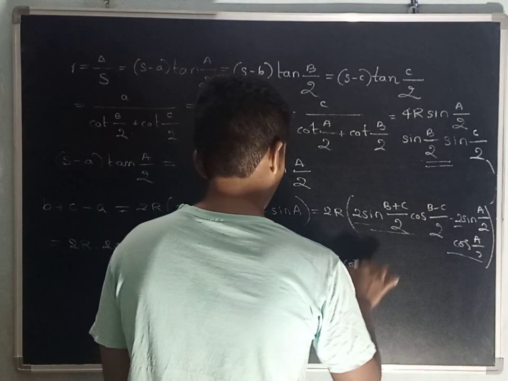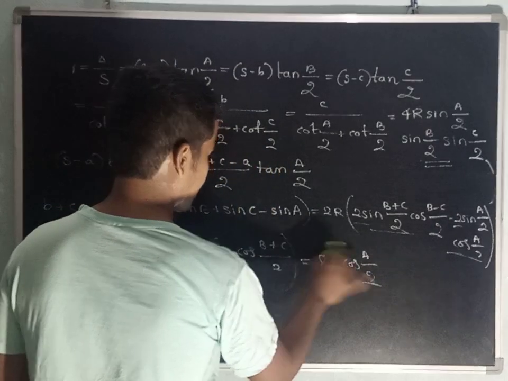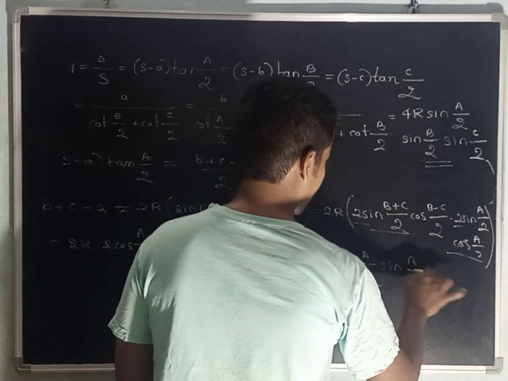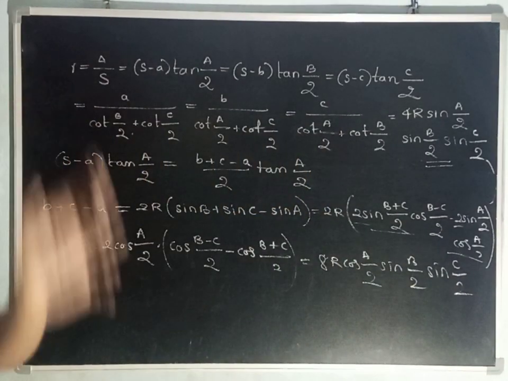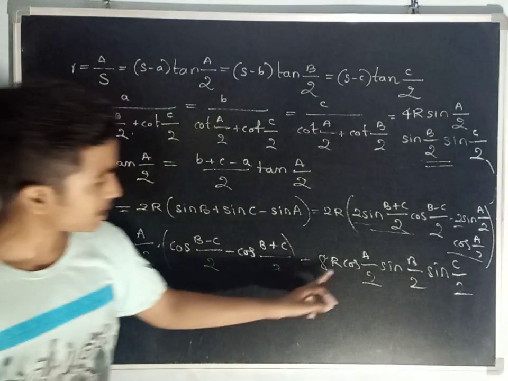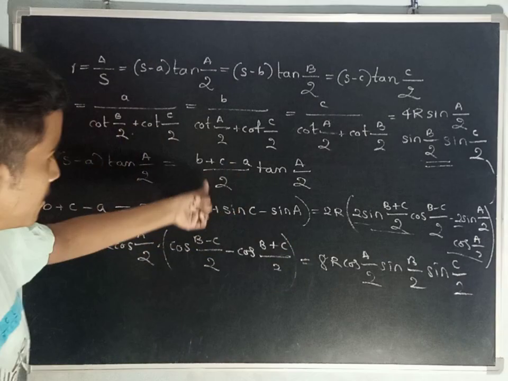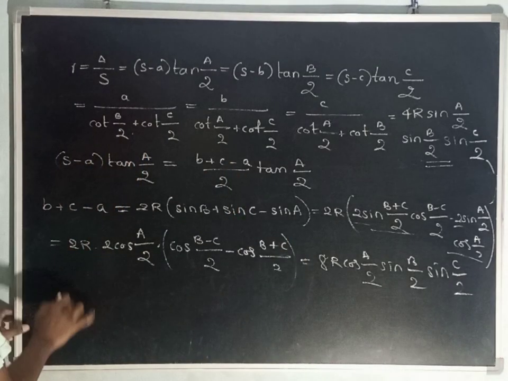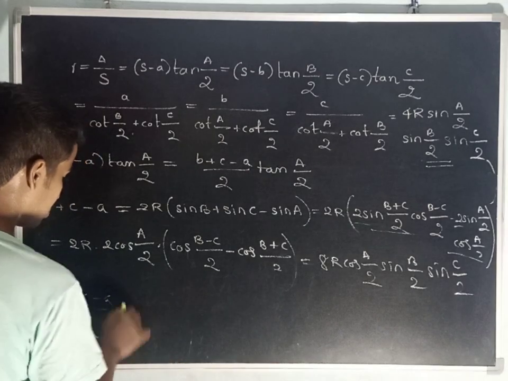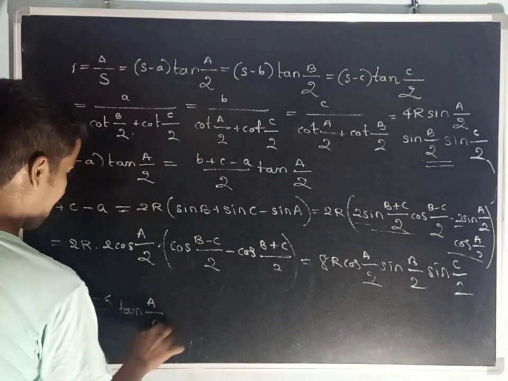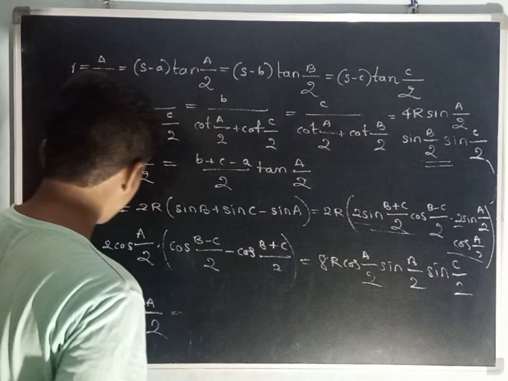4R cos A by 2, 8 here. Sin B by 2, sin C by 2. So B plus C minus A is nothing but 8R cos A by 2 sin B by 2 sin C by 2. Let me put this value here. B plus C minus A by 2 is going to be into tan A by 2, which is nothing but the radius of incircle.